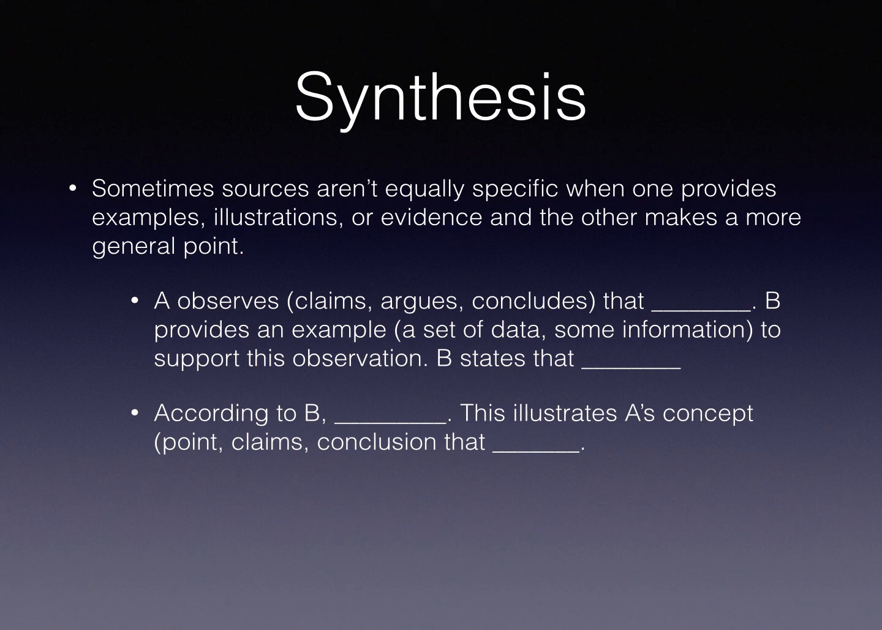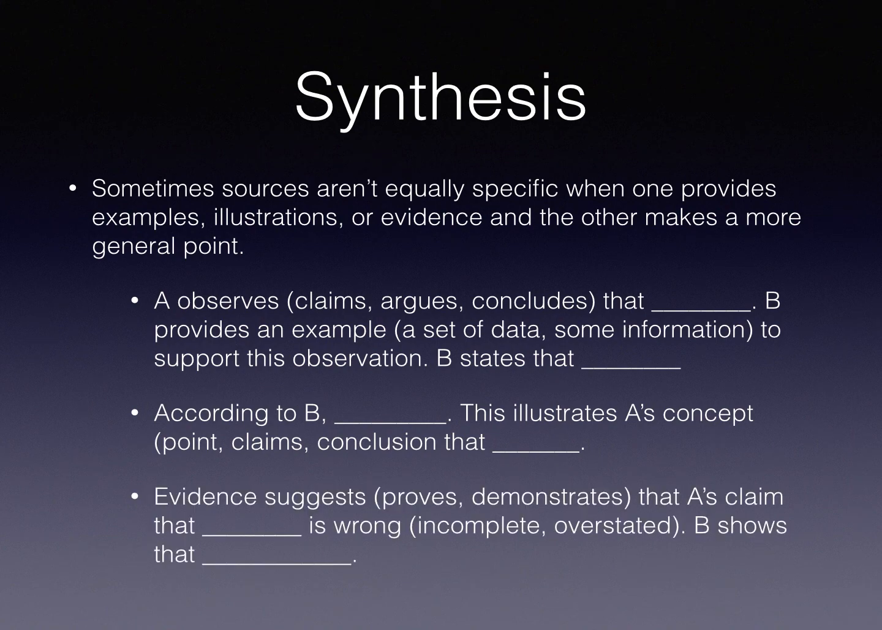This illustrates A's concept. This is interesting too. It's finding an author who has already done some analysis on another author's work. This is good. Evidence suggests, proves, demonstrates that A's claim that something happens is wrong, incomplete, or overstated. B shows that.